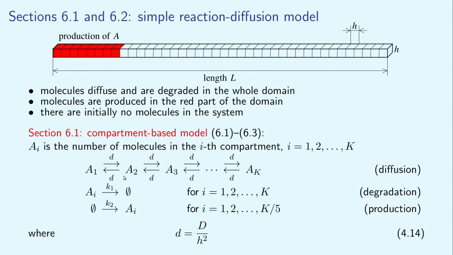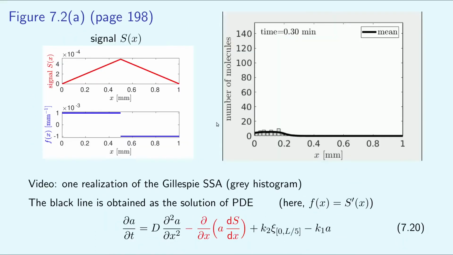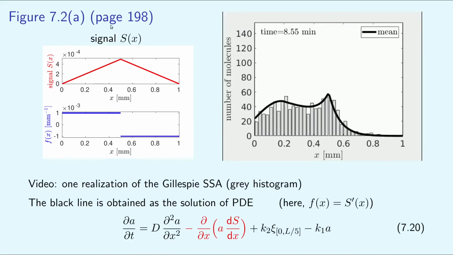To add advection to this model, we need to modify the jump rates d. In section 7.2, we model diffusion, advection and degradation in the whole domain. We modify the jump rates to model the underlying diffusion advection process. Reactions are introduced in the same way as before. Since the resulting model is written as a chemical system, we can use the Gillespie algorithm to simulate it. An illustrative simulation is presented in figure 7.2a on page 198, which is a snapshot from this video.